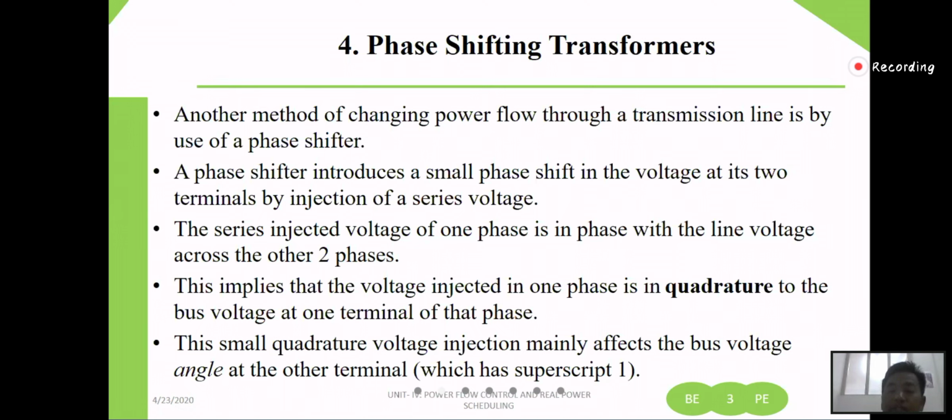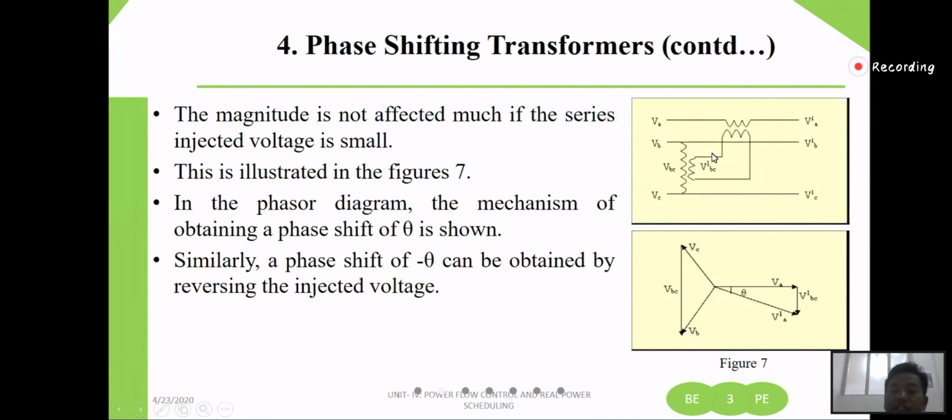This phase shifter will introduce a small phase shift in the voltage at its two terminals by injecting a series voltage. What it means, you can see clearly, I will explain with this diagram. A three-phase system will have line voltages VA, VB, and VC, and to change the power flow in this transmission line, one method is we can use a phase shifting transformer.